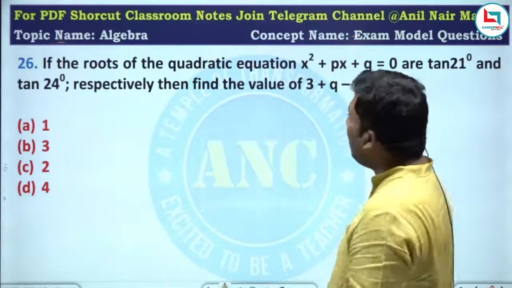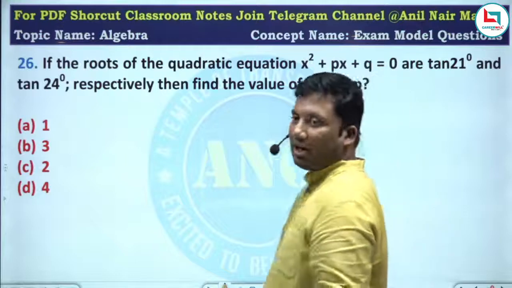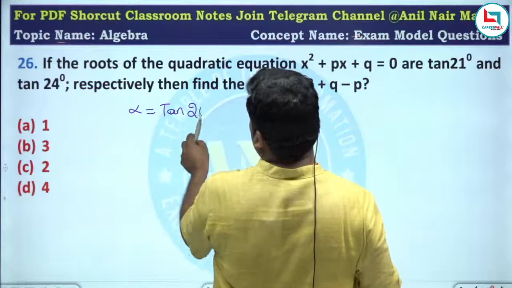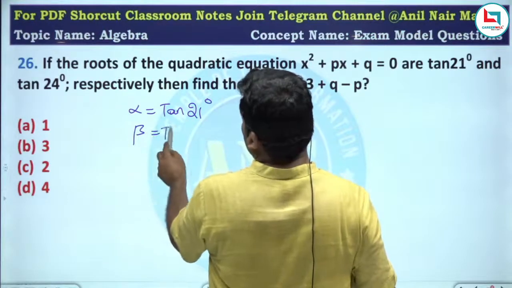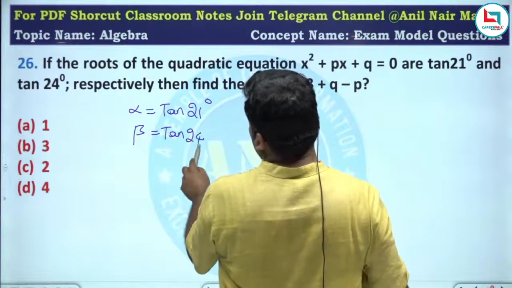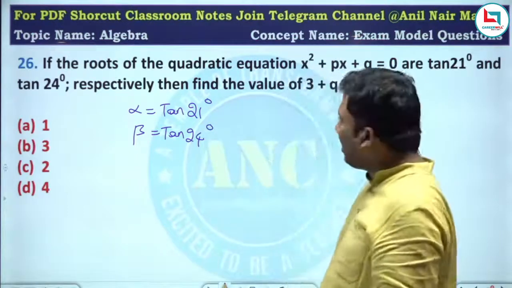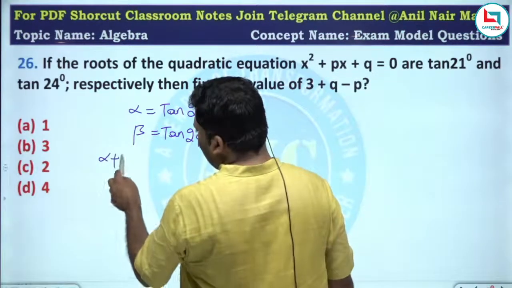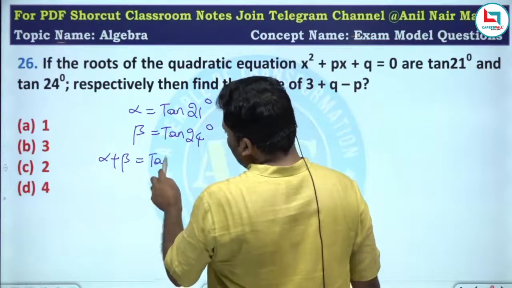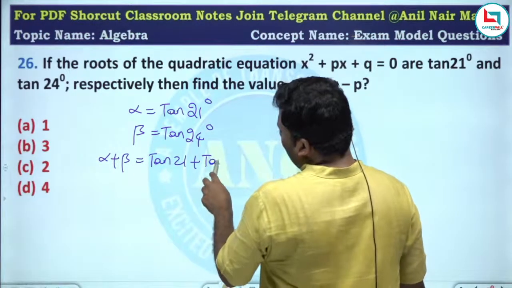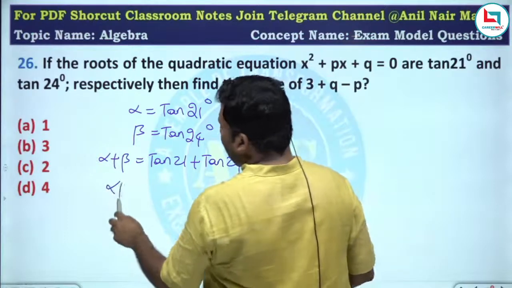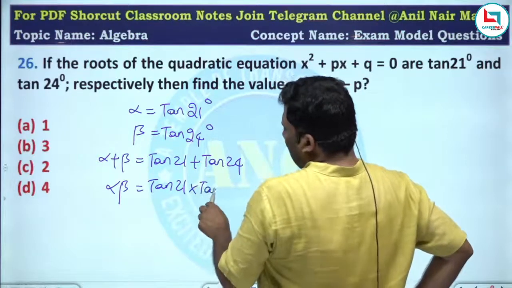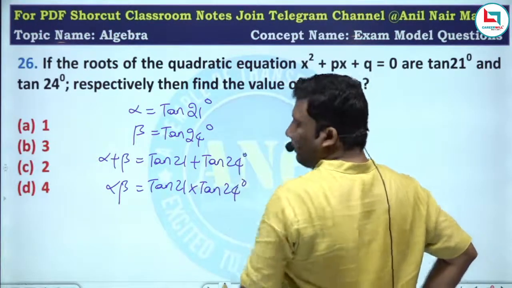Next one. If the roots of the quadratic equation are tan 21 and tan 24, alpha is tan 21 degrees, beta is tan 24 degrees. Now, listen carefully. Find the value of the sum of the roots. The sum of the roots is given by tan 21 plus tan 24. The product of the roots is given by tan 21 into tan 24.